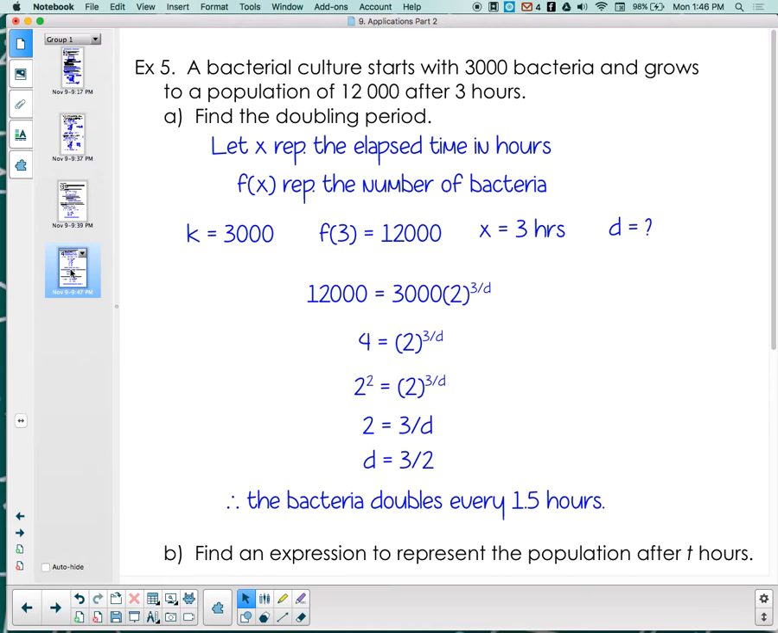So we can plug everything in. 12,000 is equal to 3,000 times 2 to the power of 3 divided by d. Dividing by the 3,000 gives us 4, equal to 2 to the power of 3 over d. Again, we need to get a common base. So we can change the 4 to 2 squared. So the base is 2, which means we can now set the exponents equal to each other. So 2 is equal to 3 over d, which means, solving for d, we get d is 3 over 2. So our doubling period in this case is every 1.5 hours.